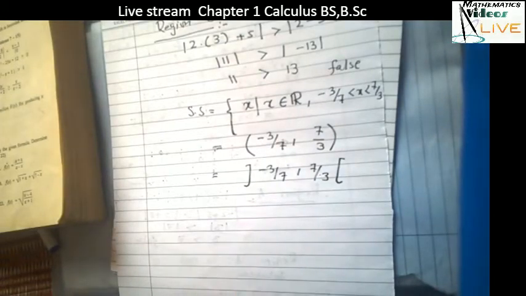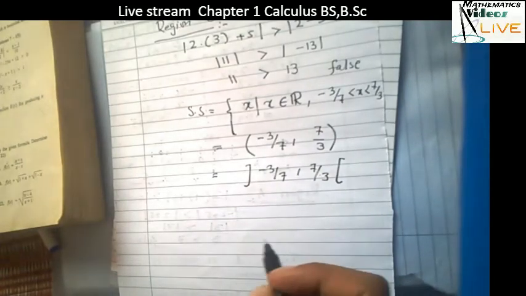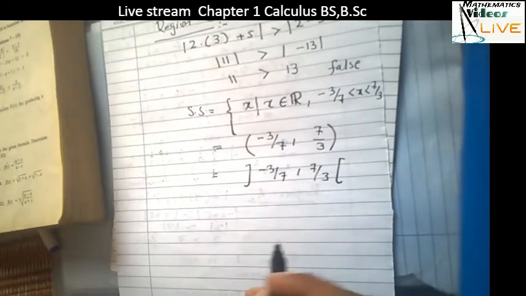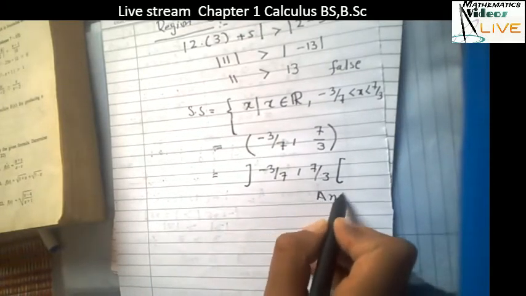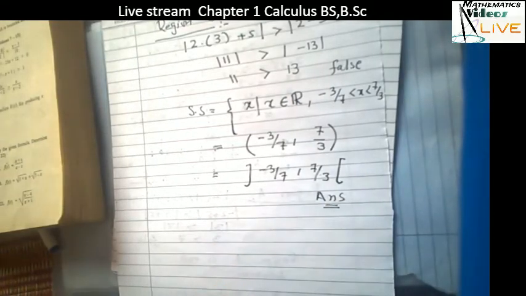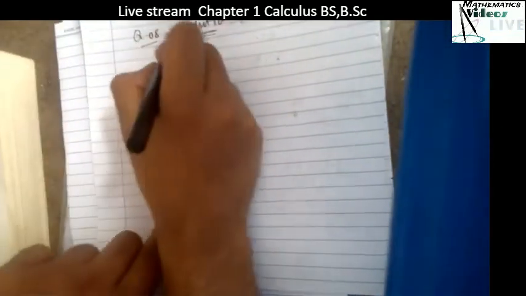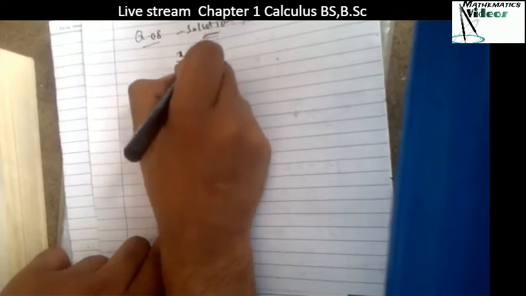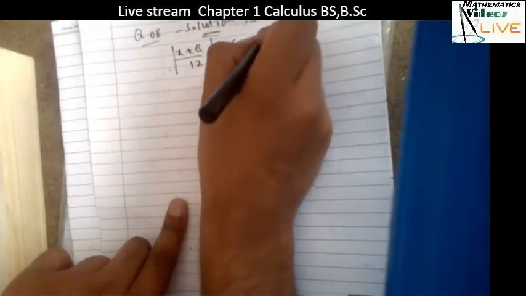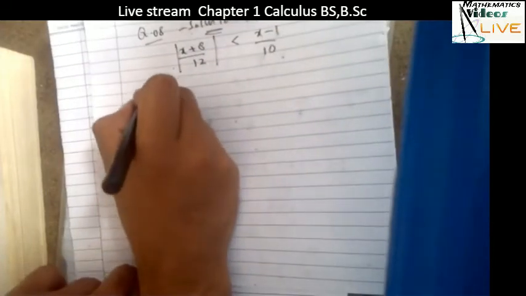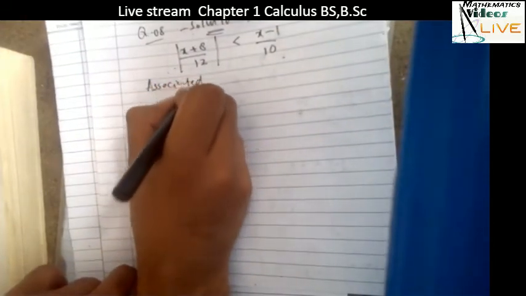This solution can also be written as the interval minus 3 by 7 and 7 by 3. Note that parentheses denote the open interval, and open interval can also be written as minus 3 by 7, 7 by 3, like that. You will have to look at page number 6 for different definitions of intervals. I think that it was quite helpful to you. This is the answer of your question.